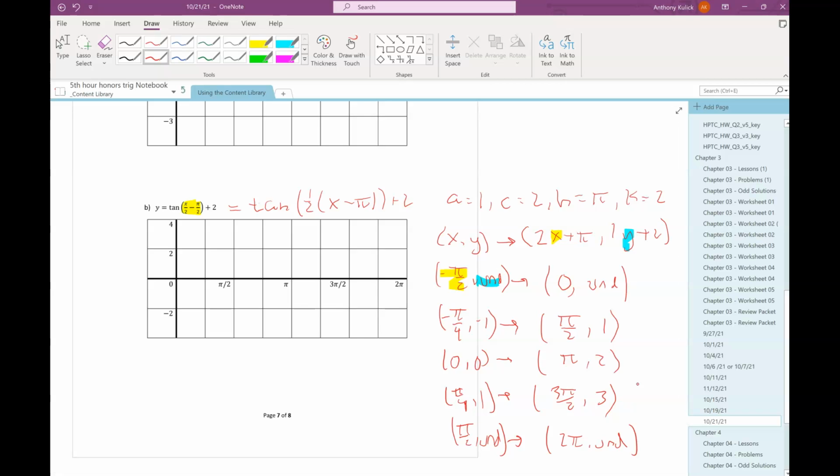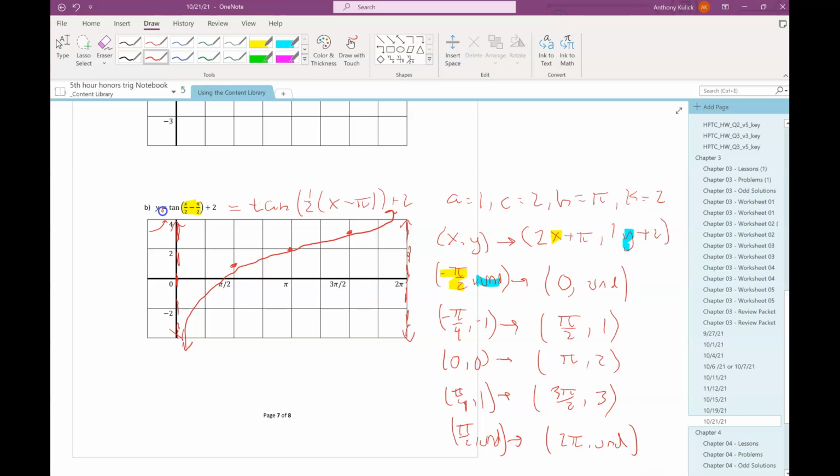Okay. The points that have undefined as the y-coordinates are the locations of my asymptote. So I have an asymptote here at x equals 0, and an asymptote here at 2 pi. And then we'll plot our points: pi over 2, 1, pi and 2, and then 3 pi over 2 and 3. So there's my curve, and I can fill that spot by putting a little doodle there in the corner.